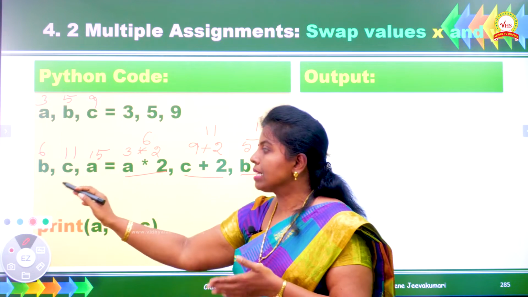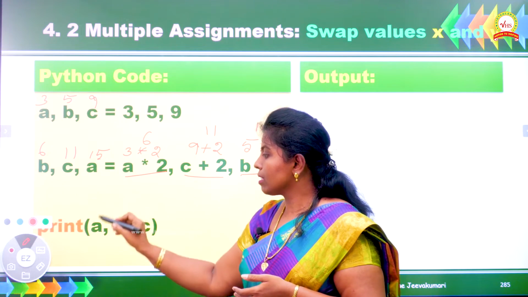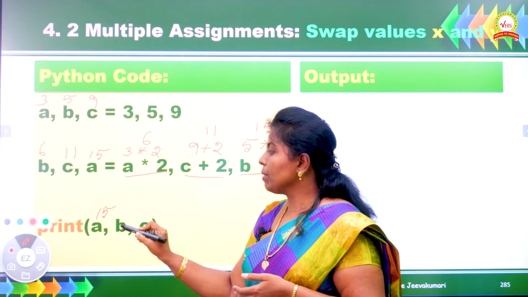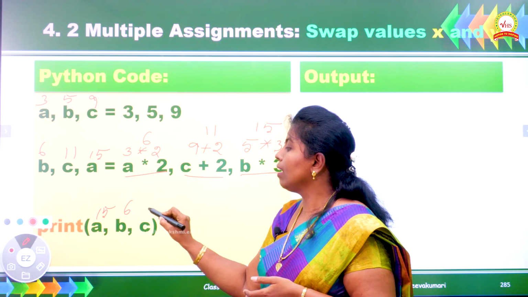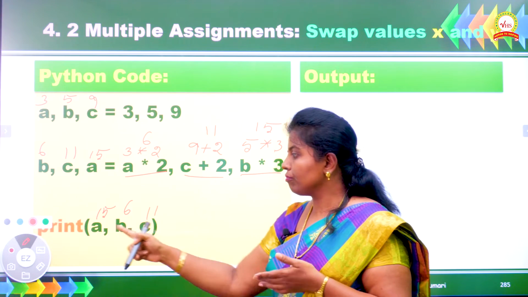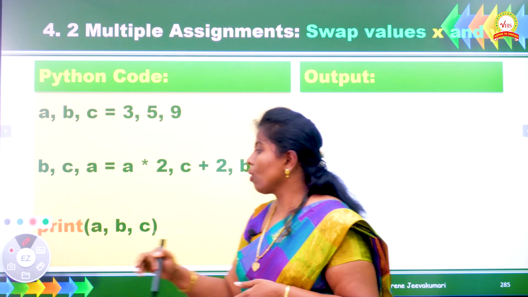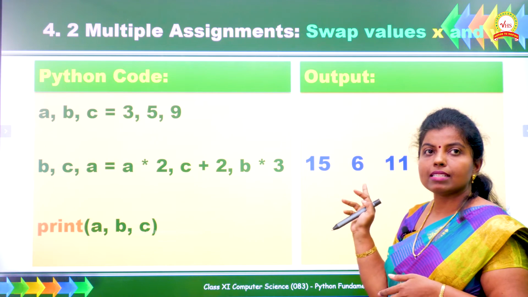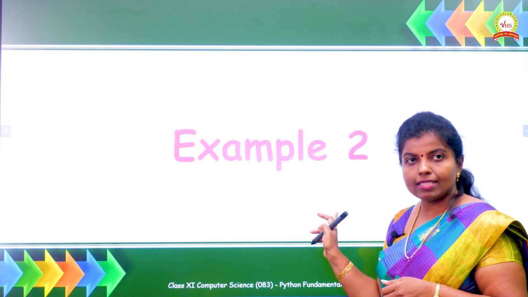So now b, c, a, they all hold a value. Those values, let us print it. A has the value 15, b has the value 6 and c has the value 11. So when we print the output, 15 space 6 space 11 will be printed as the answer. Now let us see, 15 space 6 space 11 has been printed as the answer. Now let us move on to the next example.